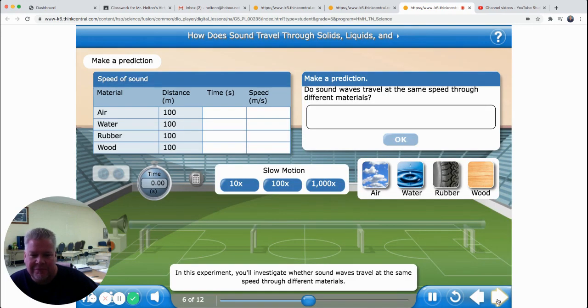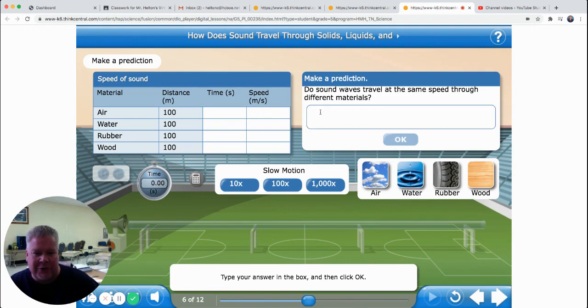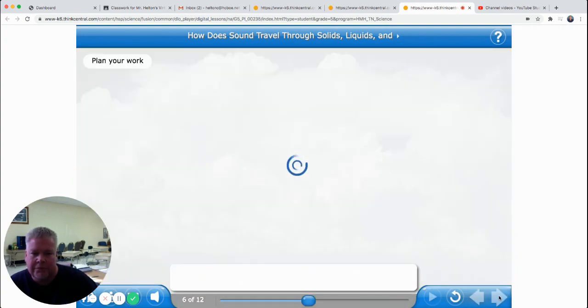In this experiment, you'll investigate whether sound waves travel at the same speed through different materials. What do you think? Type your answer in the box and then click OK. Well, we already know the answer because we've already done the lesson, so we know. Do sound waves travel at the same speed through different materials? No. They travel through solids more quickly. Continue to see if your prediction is correct.